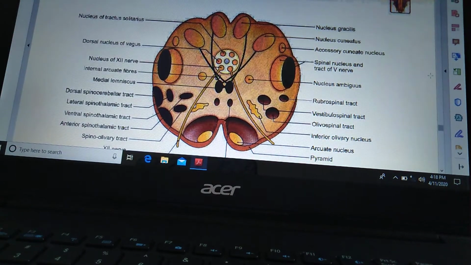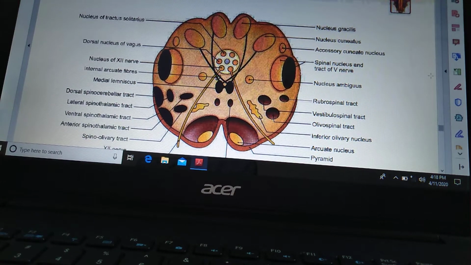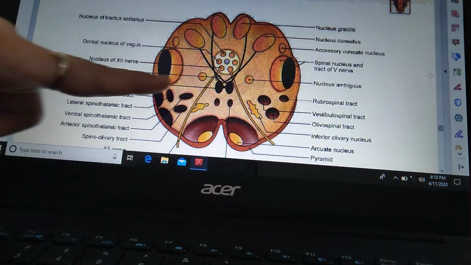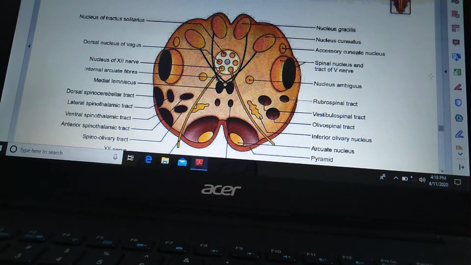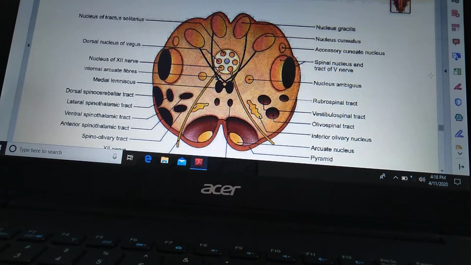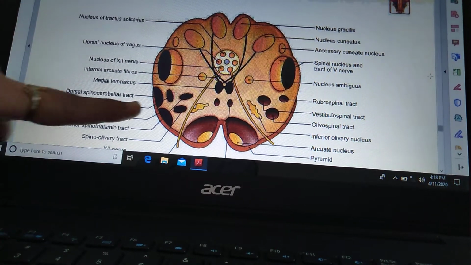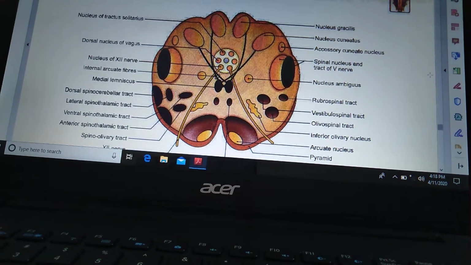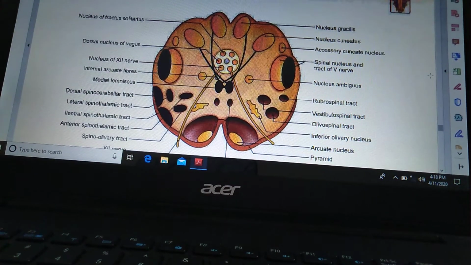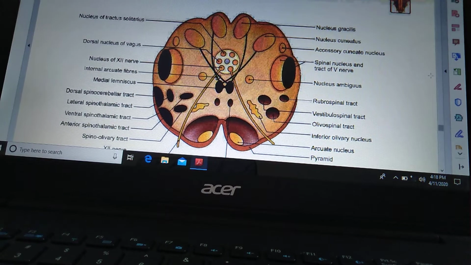The spinocerebellar and the lateral spinothalamic tracts and the other tracts, they lie in the anterolateral area. Here you can see all the tracts that are lying here, right? So the spinocerebellar tracts and the lateral spinothalamic tracts, right? They are seen here in this anterolateral area. So that is all about the gray matter and the white matter that you can see at the level of the sensory decussation or the middle part of the medulla.